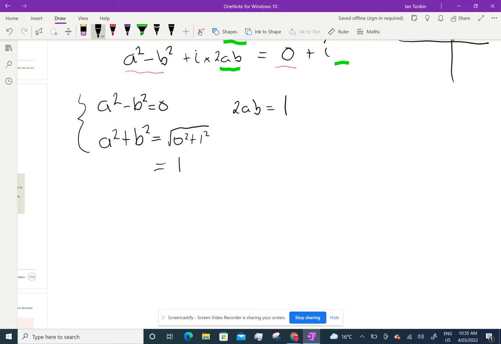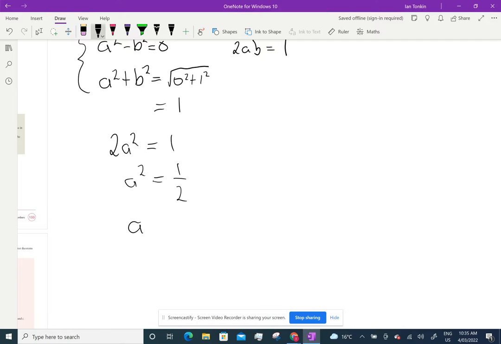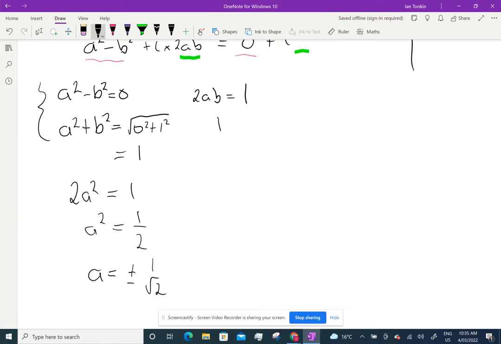Now, if I add these two together, I get 2a squared equals 1. Therefore, a squared equals a half. Therefore, a equals plus or minus 1 on root 2. Now, over here, I'm going to rewrite this quickly because I want to find what b is. So b equals 1 over 2a.